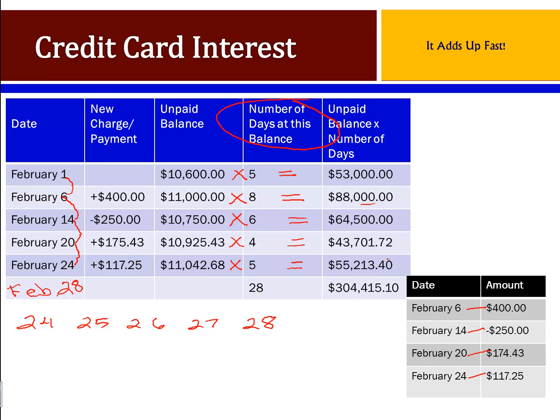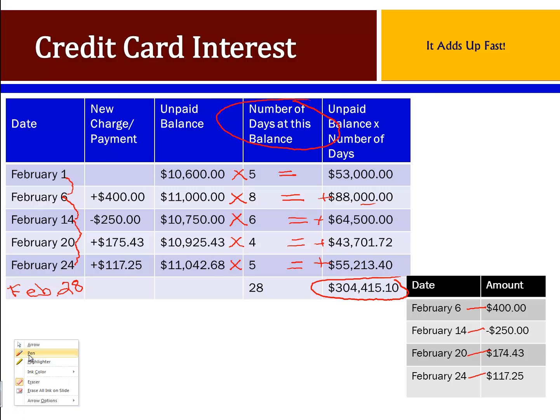$55,213.40. And so if you add all of these values together, you'll get a monthly total of $304,415.10. Now, you've not charged that much on the credit card. That is just the calculation that we need to find the average daily balance, because what we're going to do next is we're going to take this amount and divide it by the 28 days of the month.